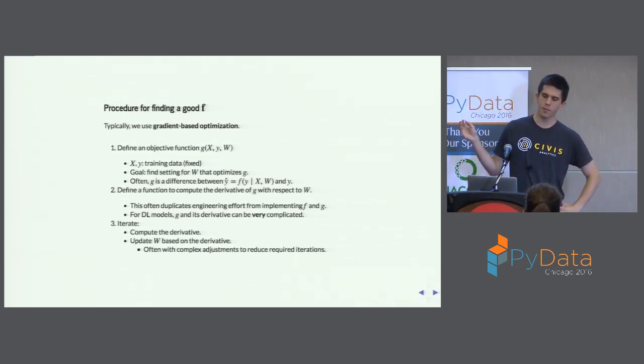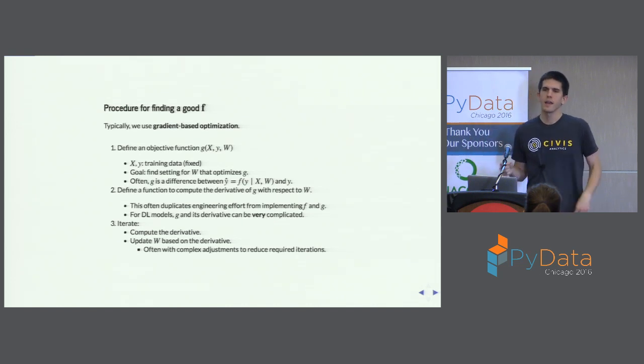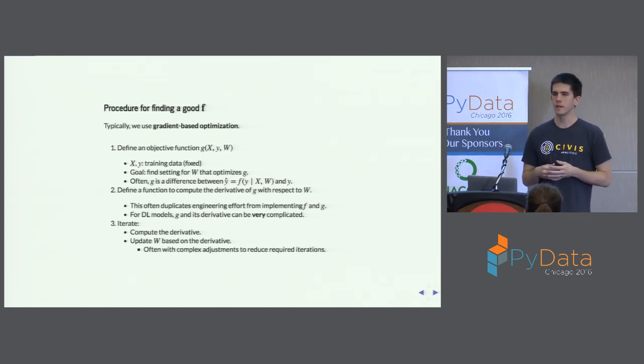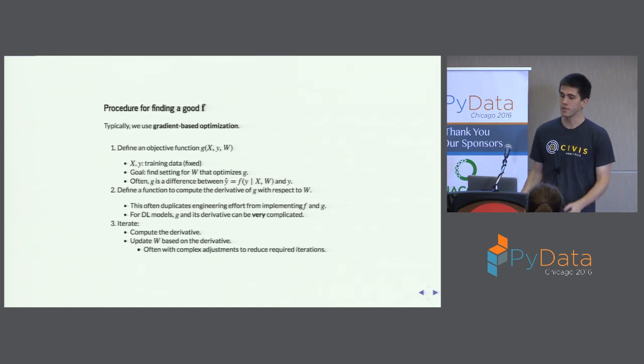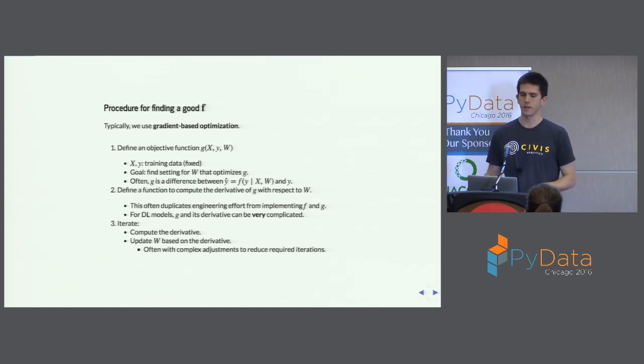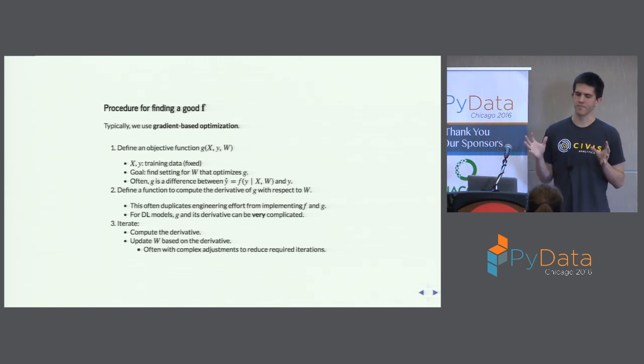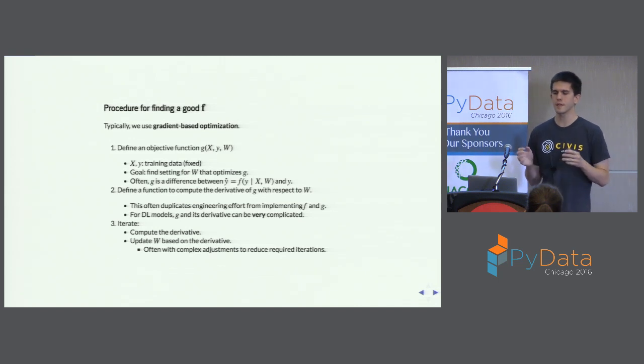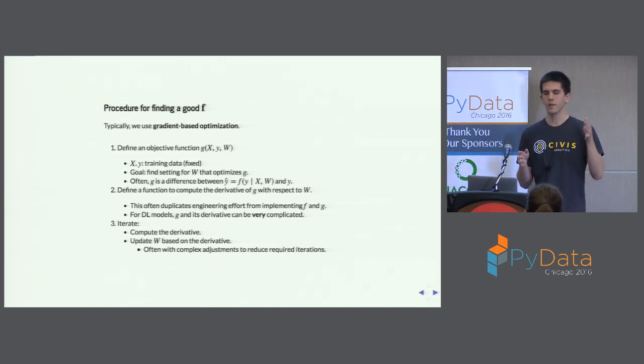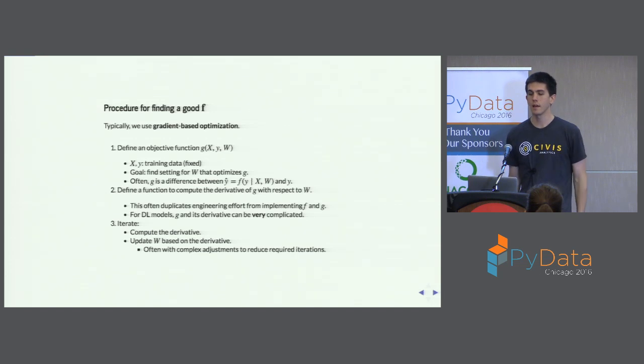So the second step is to take that function, and then for the machine learning algorithm, we need to take steps towards finding the optimum. For that, we'll typically find a derivative of g with respect to w, so we know which direction to take our steps. This is actually really painful without something like TensorFlow, because you basically have to implement your objective function, and then you also have to implement your gradient, and those are separate things. And also sometimes the gradient can be much more complicated.